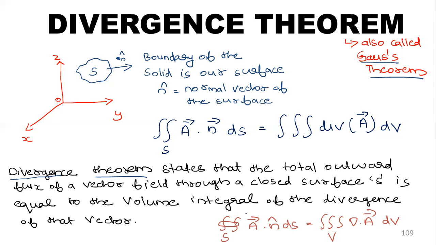So double integral over the closed surface S of vector A dot n cap dS is equal to the triple integral over V of del dot A dV, that is div A dV. So this is our divergence theorem equation. Clear or not? The double integral and triple integral will be clear when you do one problem. Need not worry. So your statement and equation, our context.